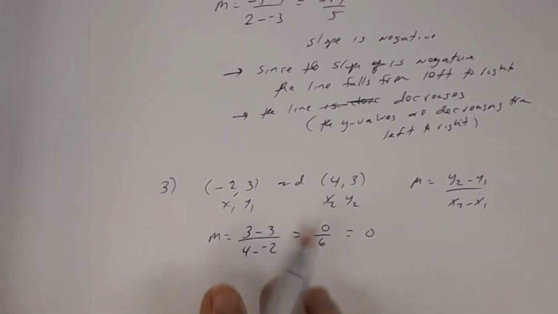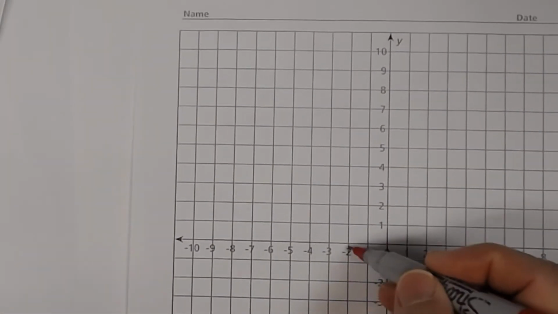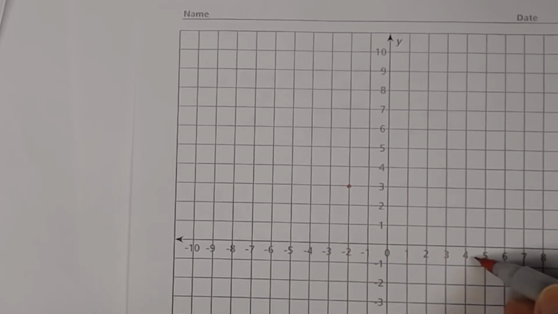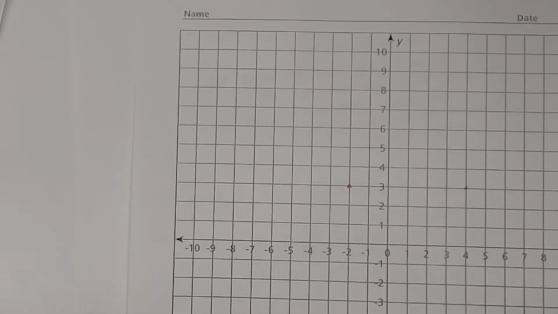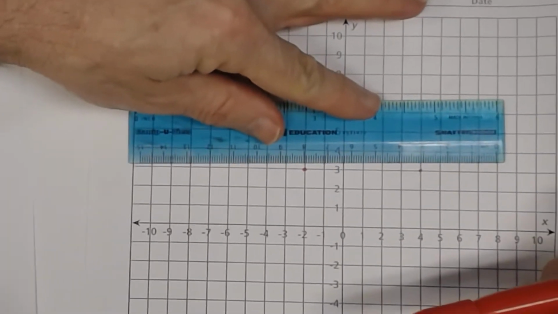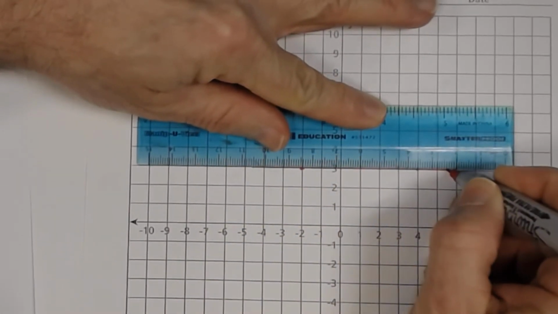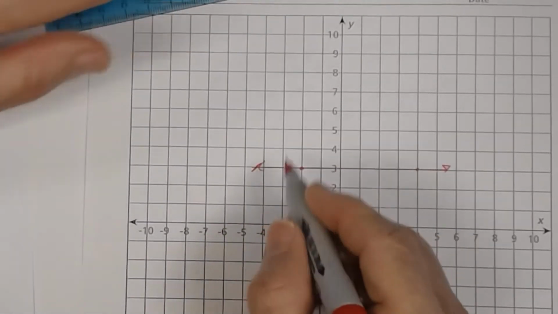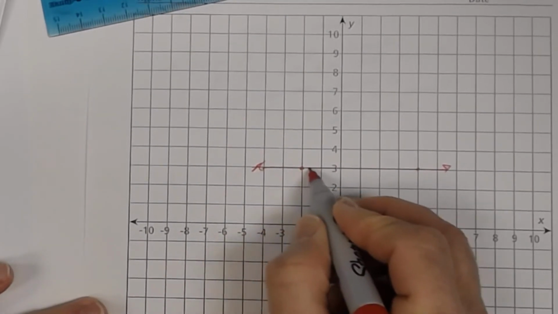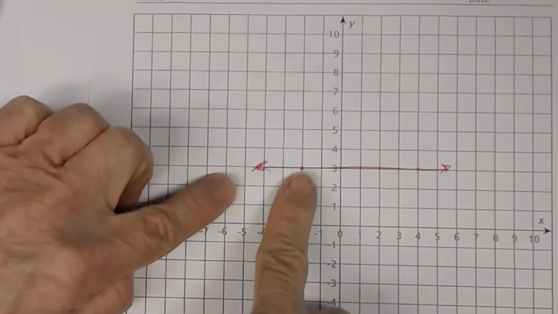I'm going to plot those points in this plane: negative 2, 3 is here, and 4, 3 is here. When I draw that line, I want you to notice that it is a horizontal line. It's still a function, and it passes the vertical line test. So this horizontal line has slope 0.